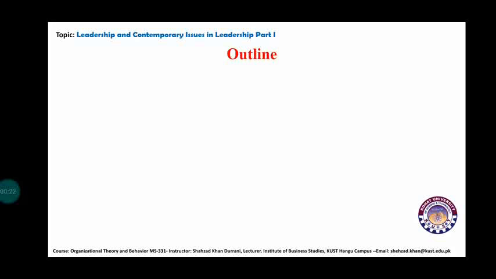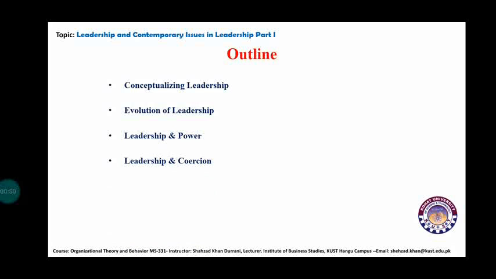Our outline includes conceptualizing leadership. First of all, we will try to define leadership and understand the basic concept of leadership. Then we will talk about the evolution of leadership, how leadership evolved in different eras. Then we will try to differentiate between leadership and power. Then we will talk about leadership and coercion. And at the end, we will try to understand and differentiate between leadership and management.